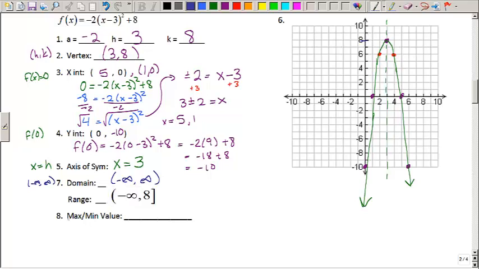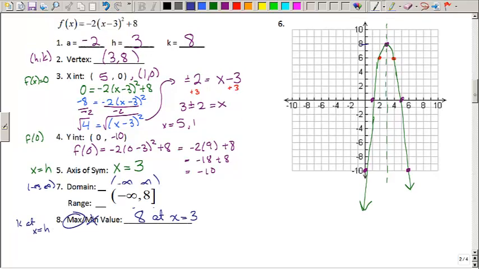That high point is called your max. So we don't have a min, we have a max value, and we have a max value at 8, which is the high point of your range. Then it might ask you, where does this occur? And this occurs at x equals 3. So when x is equal to 3, we have a max value at 8, and the max value is always a y value. That will always be your k at x equals h.